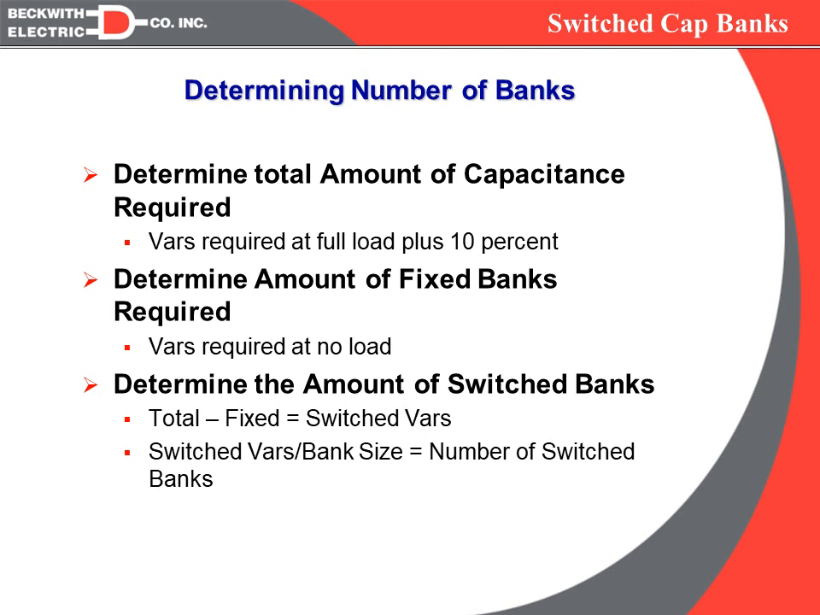Once we know the amount of fixed and we know the total, the difference obviously is going to be made up with switched banks. And we already have determined the bank size. Therefore, once we know how many switched VARs we need total, we can divide that by the bank size, round up, and that'll tell us the total number of switched capacitor banks that will be required on any given circuit.